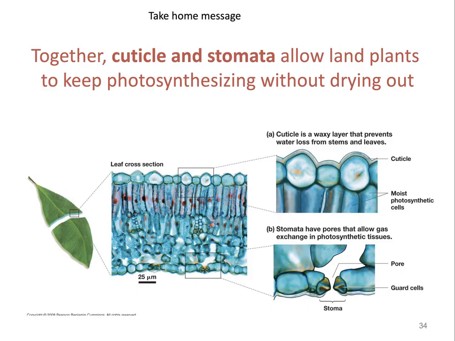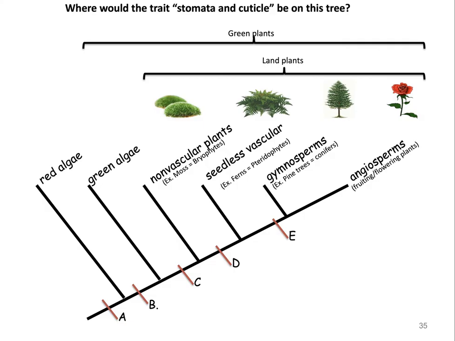Okay, and so together, both the cuticle and the stomata allow land plants to keep photosynthesizing without completely drying out. So these are important adaptations, and the take-home message from these two adaptations is that the cuticle reduces water loss, but at the cost of CO2 intake, and then the stomata help to allow CO2 to get in, but also release a little bit of water, and so stomata can open and close to balance that CO2 intake versus water loss.